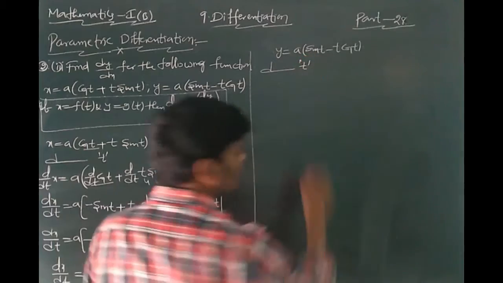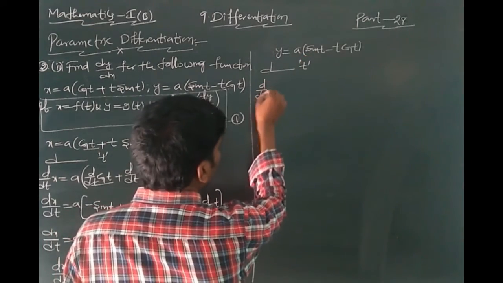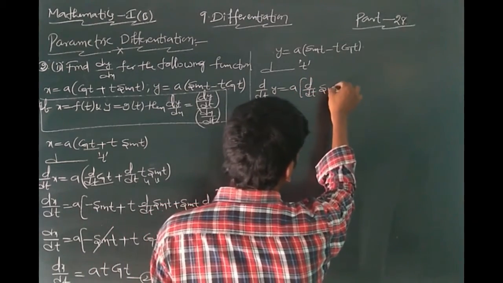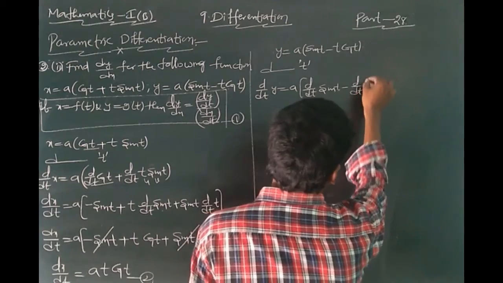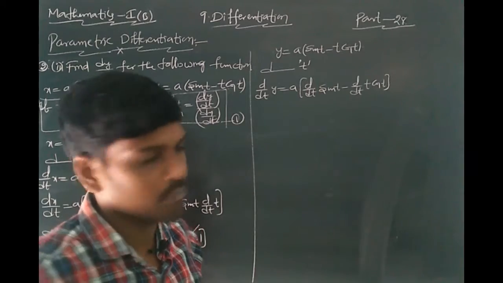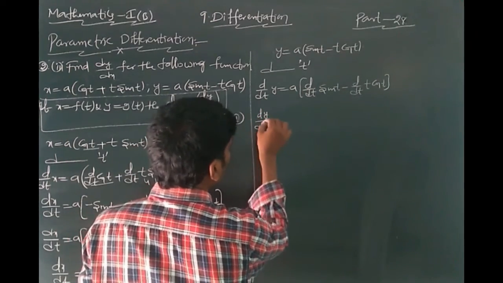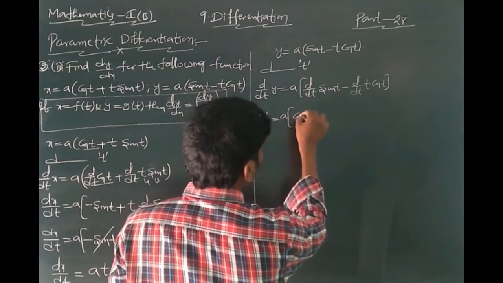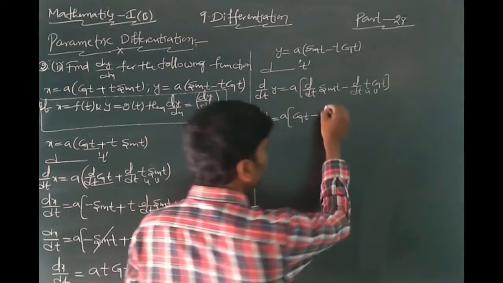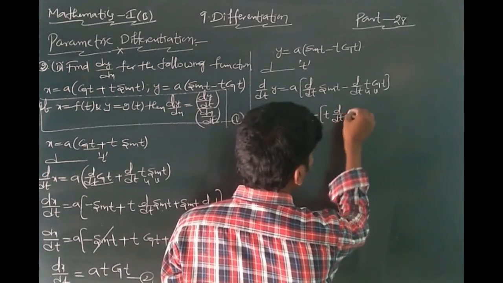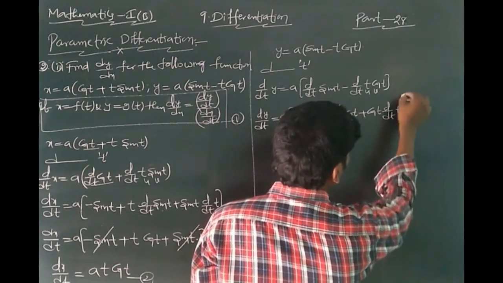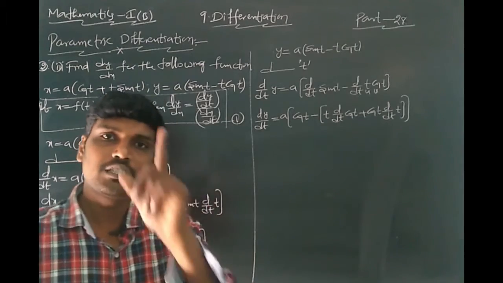Take the derivative on both sides with respect to t. d by dt of y equals a, taking a common, d by dt of sin t minus d by dt of t cos t. You can write a common and separate the derivative of each term. After that, dy by dt is equal to a into the derivative of sin t, cos t, minus, you can use the uv formula. What is that formula? u into the derivative of v, plus v into the derivative of u, with respect to t only here.